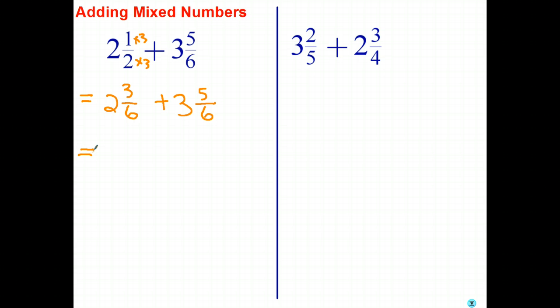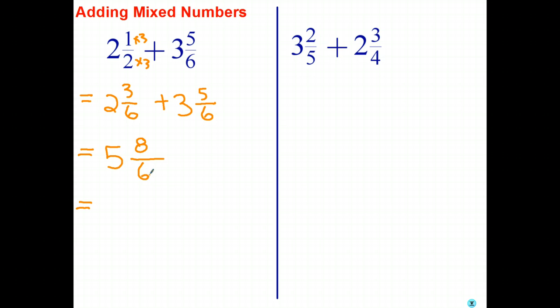Okay, the next step is we're going to add the 2 plus the 3, which gives us the whole number 5. We're going to add the 2 fractions, which gives us 3 plus 5 is 8 on 6. Okay, it's not quite finished because 8 on 6 is bigger than 1.